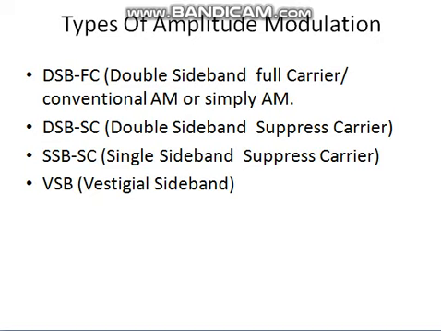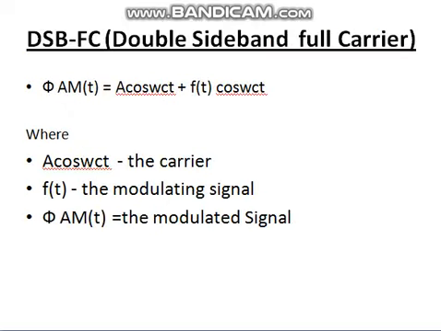There are four types of amplitude modulation. First is DSBFC, double sideband full carrier, also known as AM, amplitude modulation. Second is DSBSC, double sideband suppressed carrier. Third is SSBSC, single sideband suppressed carrier. And last, VSB, vestigial sideband.